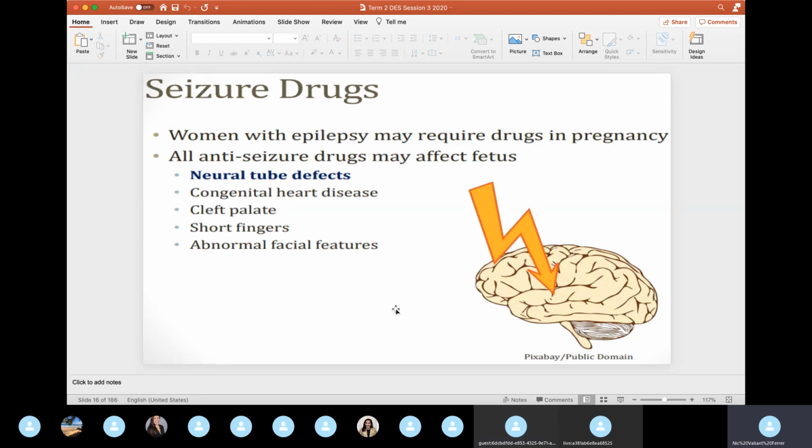So seizure drugs. If the mother has epilepsy, it may require drugs in pregnancy. However, be careful. Anti-seizure drugs may affect the fetus. What's the effect on the fetus? Neural tube defects. Don't forget, anti-seizure drugs will induce neural tube defects in the fetus. Examples of anti-seizure drugs: phenytoin, carbamazepine, gabapentin, all of those drugs. It can also induce congenital heart disease, cleft palate, short fingers, and abnormal facial features. But when I say seizure drugs, you say neural tube defects.